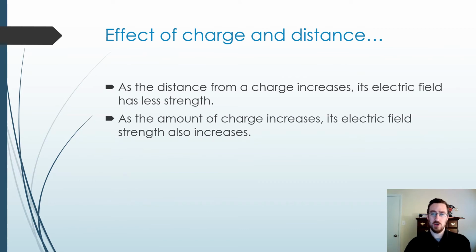As distance from a charge increases, its electric field has less strength. Kind of makes sense. The further from something, the less strong that field is. Just like gravitational forces. Planets that are further from their host star will feel less gravitational force than planets that are closer. As the amount of charge increases, the electric field strength also increases. So, for instance, if the sun doubled its mass, I mean, we'd have other problems, but the gravitational force would be greater for all the planets. Consider this similar to gravitational force. Charge, the more charge that's there, the greater the electric field around it.